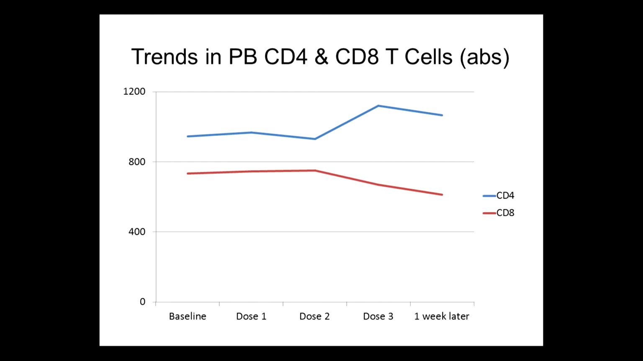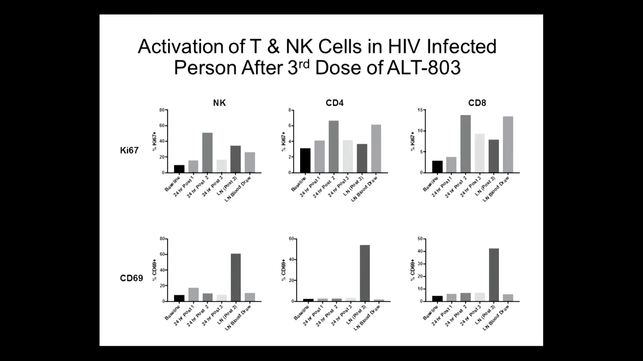So this is a patient who got all 3 doses of 1 microgram per kilogram subcutaneously. Here we are in peripheral blood at baseline, 24 hours after the first dose, 24 hours after the second dose, 24 hours after the third dose. We were able to obtain a lymph node 5 days after the third dose. So this is the lymph node, and this is the blood paired with the lymph node. And so you can see that in terms of NK, CD4, and CD8, there's broad activation in that compartment 24 hours after the dose of drug.